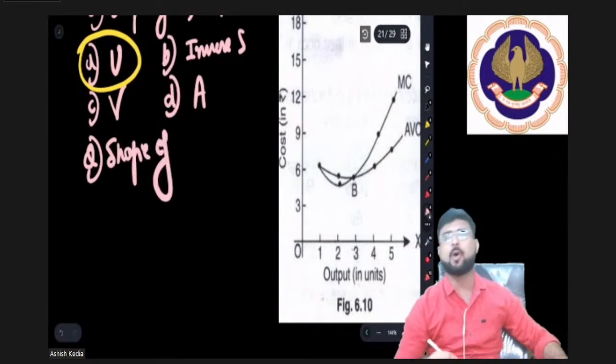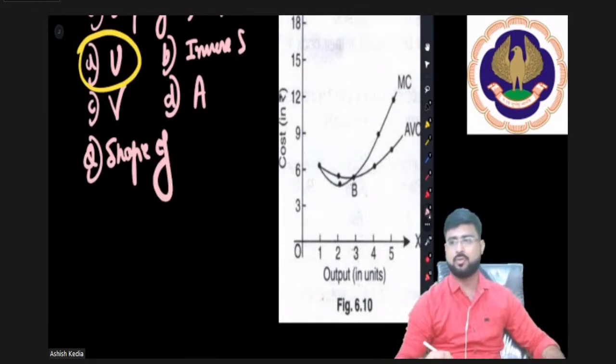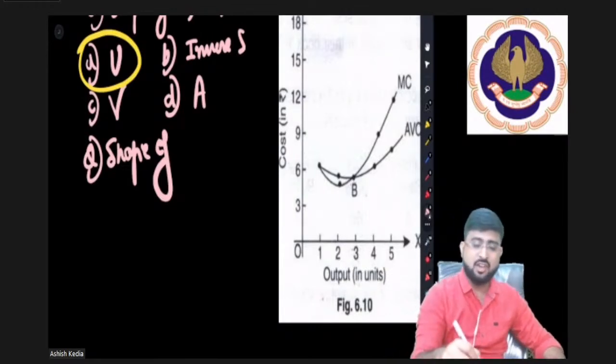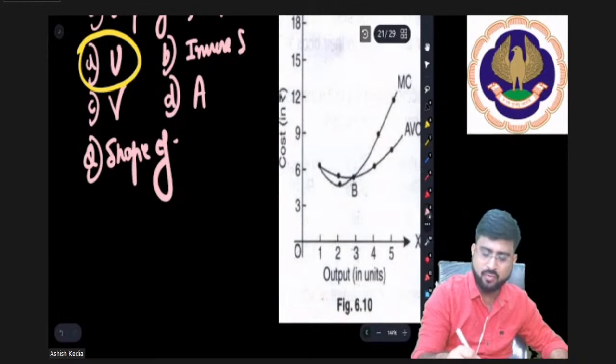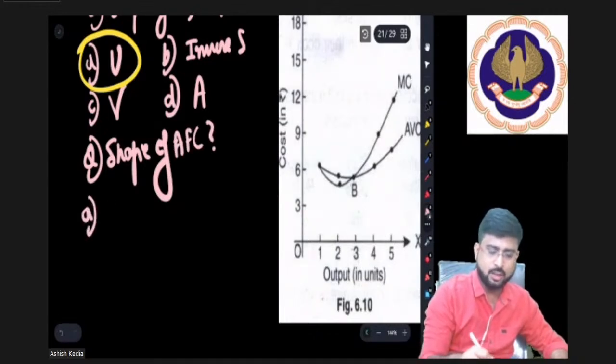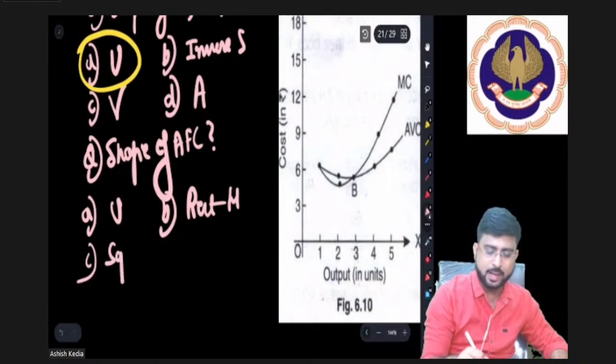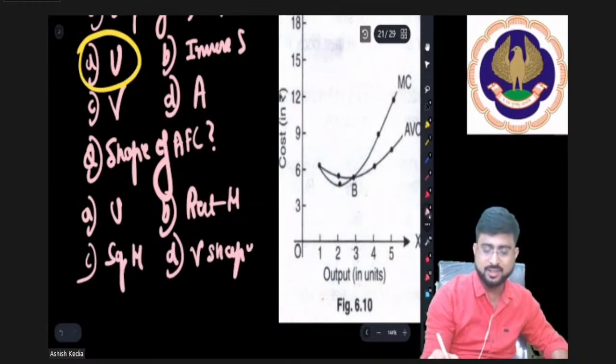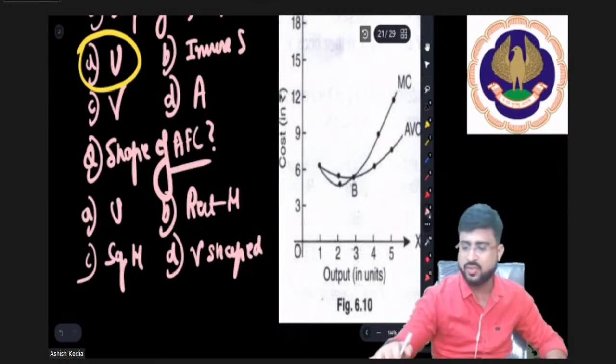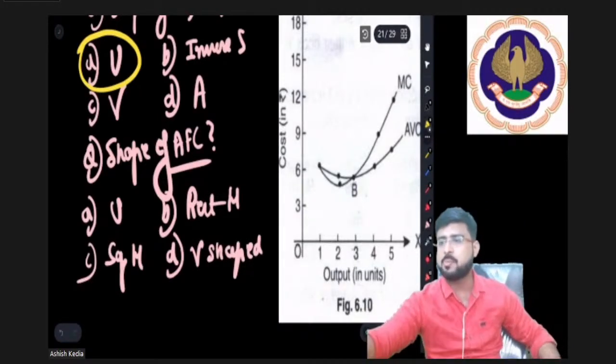What is the shape of average fixed cost? Option A, U shaped, B, rectangular hyperbola, C, square hyperbola, D, V shaped. What do you think is the answer? Shape of average fixed cost.